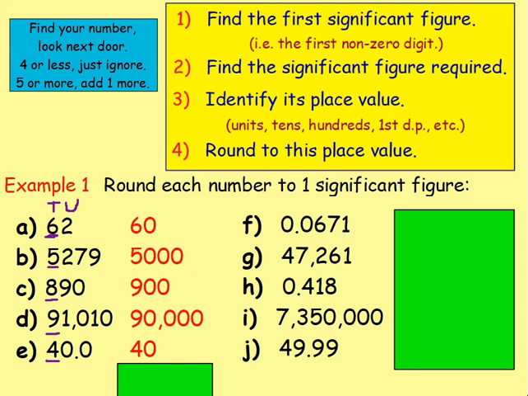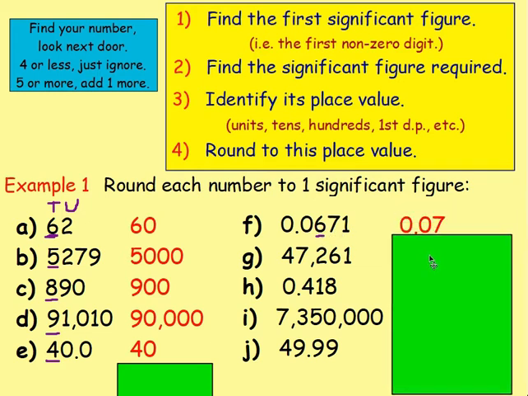With F, the first significant figure is the 6, the first digit that is not a 0. That is in the second decimal place, so we want to round this number to the second decimal place. We find our number, we look next door, it's 5 or more, so we add one more, so the 6 will go to a 7, and we will have 0.07.